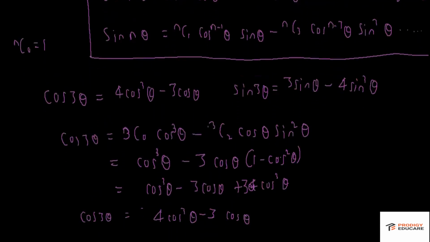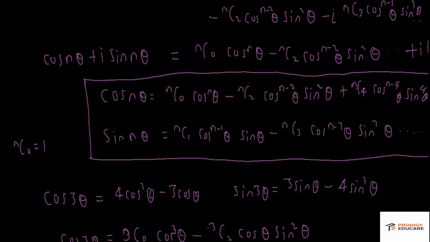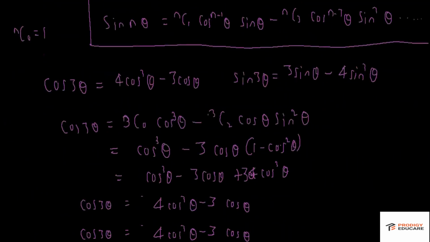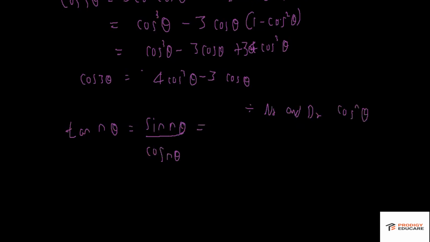Similarly, we'll get the formula of sin 3 theta if we apply this formula. So this was the general formula that we derived using complex numbers. And for deriving tan n theta, we can simply write tan n theta as sin n theta upon cos n theta, and simply substitute these formulas. After that, we can just divide numerator and denominator by cos^n theta, and you'll get your required result.